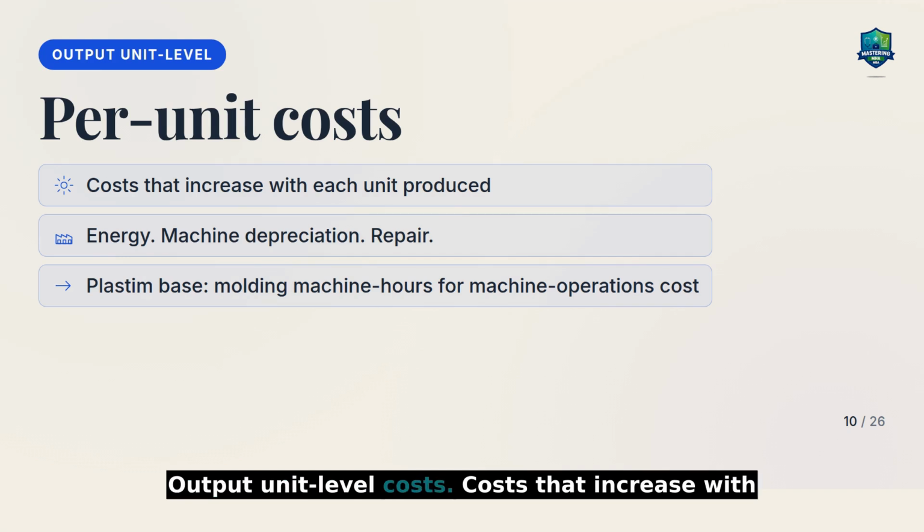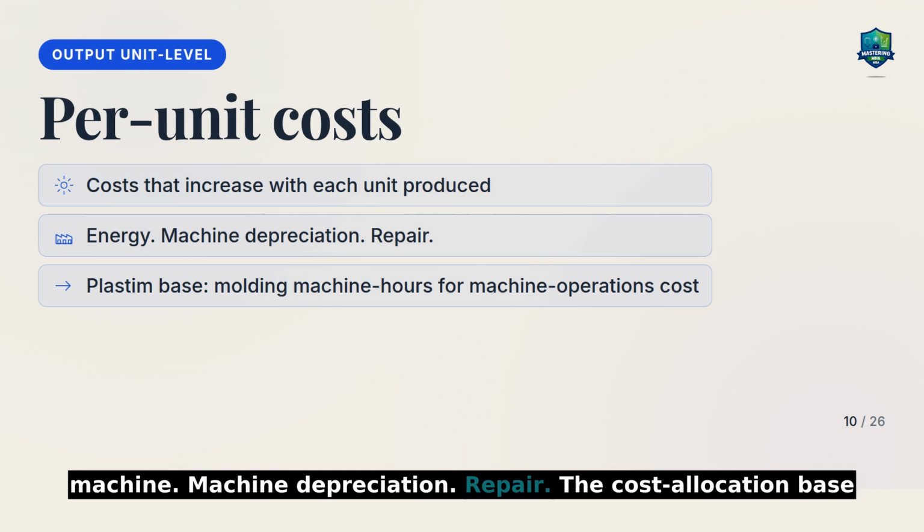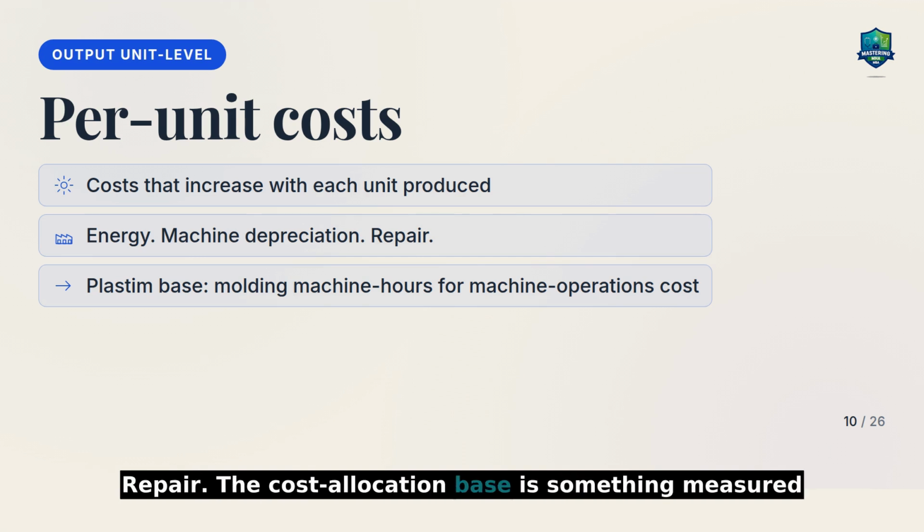Output unit level costs, costs that increase with each individual unit of product. Energy to run the molding machine. Machine depreciation, repair. The cost allocation base is something measured per unit, like machine hours. At Plastim, machine operations costs are output unit level.